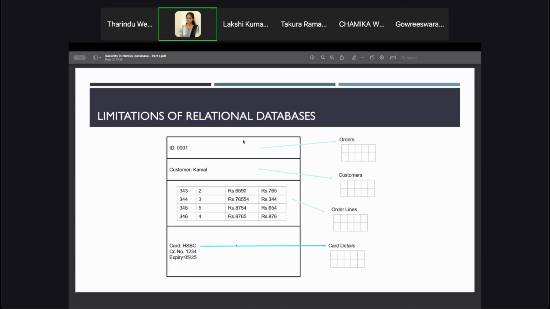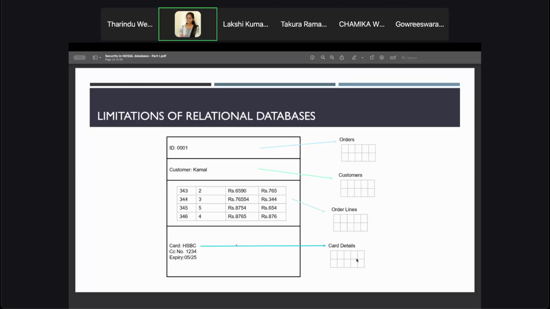But when you are trying to store this data inside your relational tables, you cannot do it within a single table, right? For orders, you have to have a separate table. For customers, you have to have a customer table. For card, you have to have a card table. In order to store a single nested data, you might need to store them in different tables.